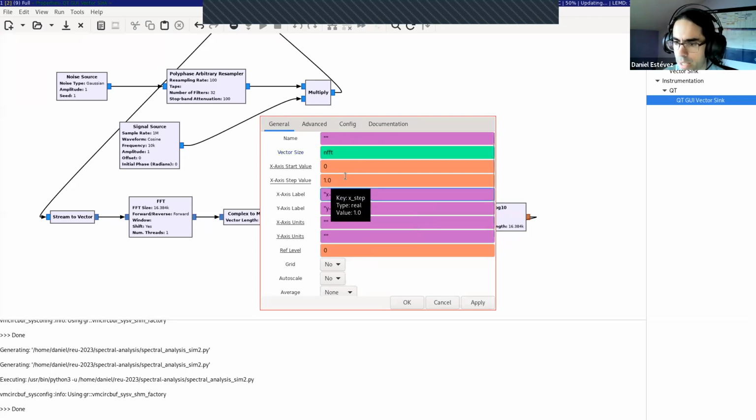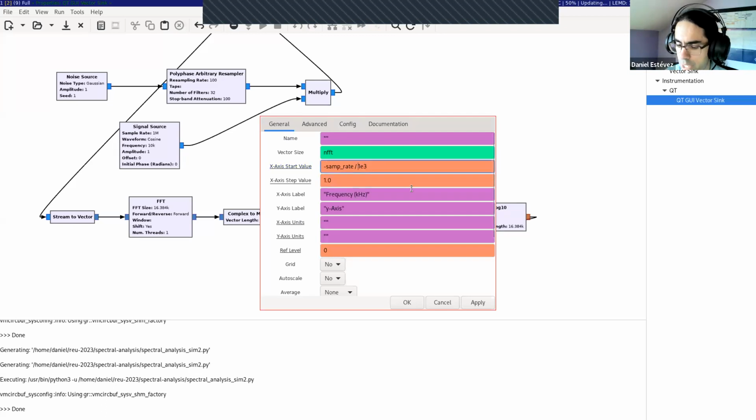NFFT, and also the values for the axis. Because this is intended to represent any information you want, it's not restricted to frequency. So this might be whatever we want. And here it's going to be frequency in kilohertz. And what's the frequency start value in kilohertz? It's the sample rate divided by 1000, because I want kilohertz.